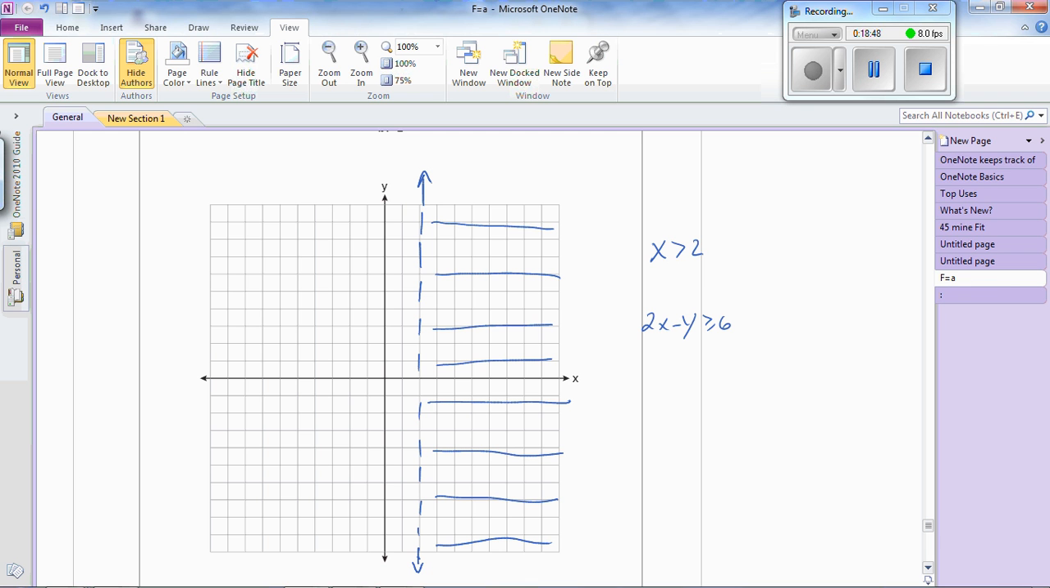Now we're going to solve for y here. I hate when y is negative, so I'm going to bring that over and bring this over. So I get 2x minus 6 greater than or equal to plus 1.